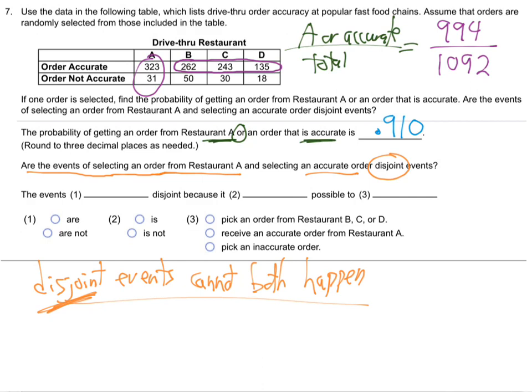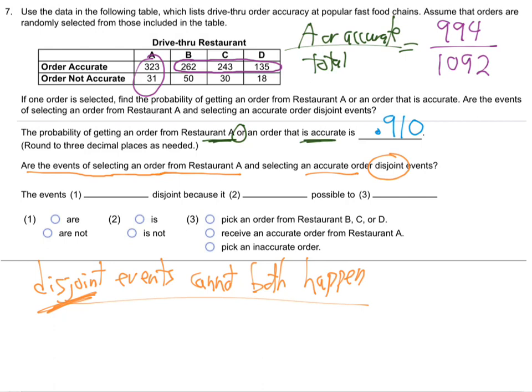Restaurant A, accurate. Could those both happen at the same time? Could you have a meal at restaurant A and it be accurate? Yeah. In fact, 323 people had that experience. They had a restaurant A accurate order. So these events are not disjoint. They can both happen at the same time. Does that make sense? I know we're using all these negative opposite words. It gets a little confusing.